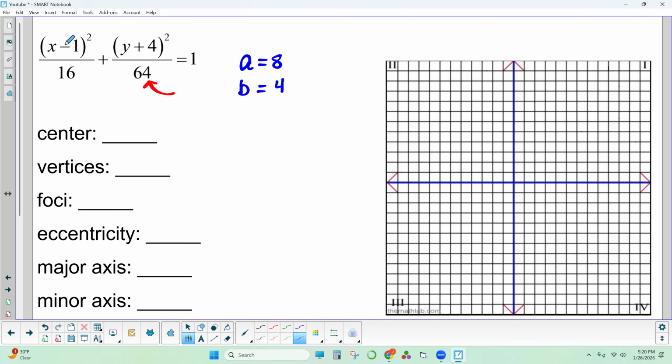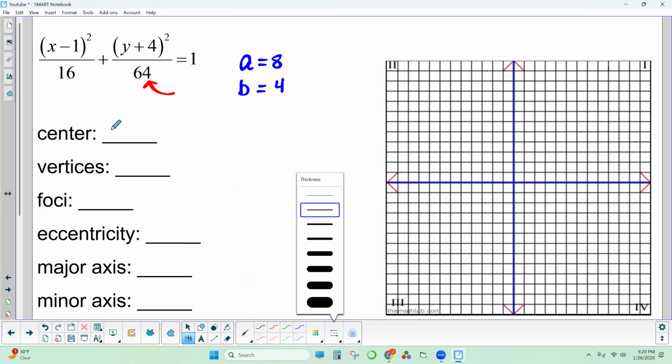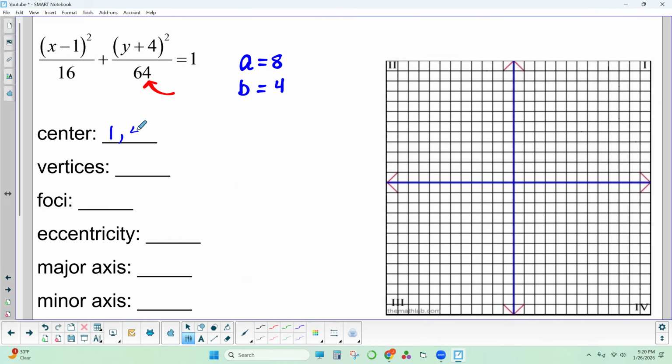And of course, (h, k) is going to be our center. So our center is at (1, -4). Now we will note this is a vertical ellipse because a squared is with our y term. So we are going to be graphing a vertical ellipse.